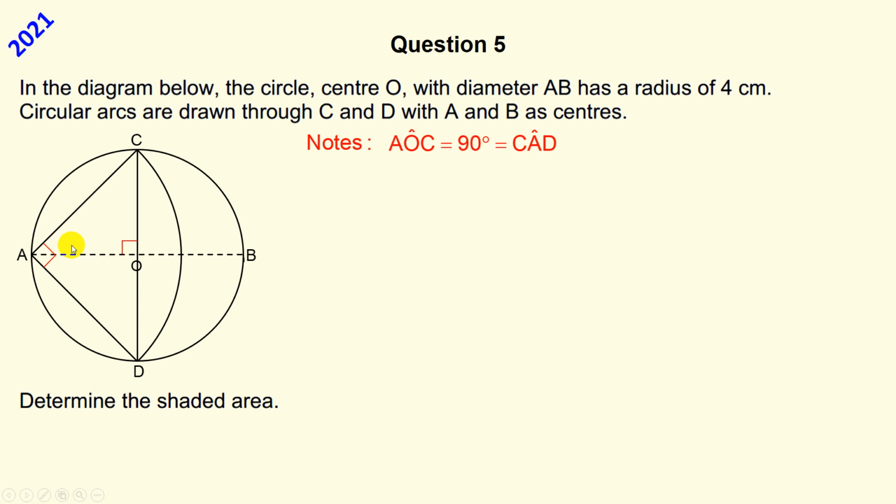Note, just to remind, that is 90 degrees by angle in a semicircle. That is 90 degrees there as well.